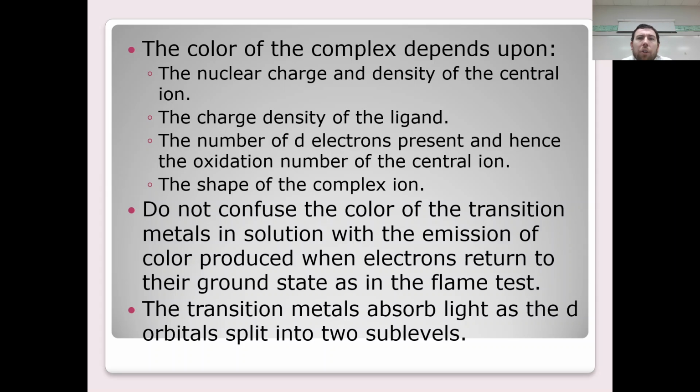You know, you've got the charge density of the ligand. How many charges are surrounding the ligand specifically? Third thing we want to consider here, the number of d-electrons present, and hence the oxidation number of the central ion. And then lastly, the shape of the complex ion, right? Different arrangements are going to allow for different colors to be observed.